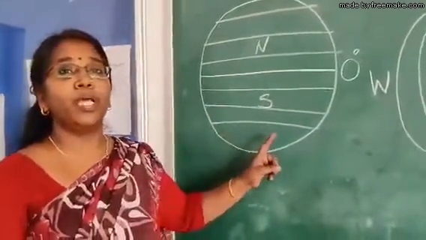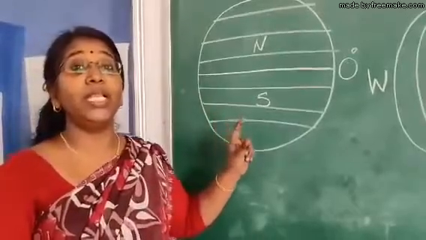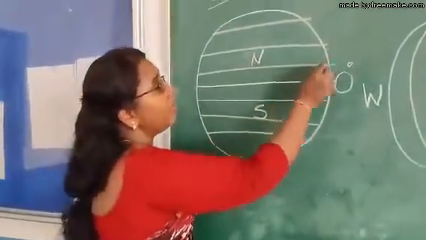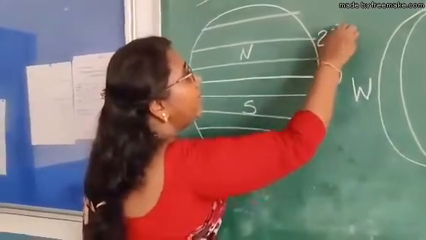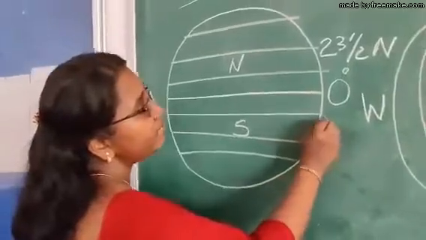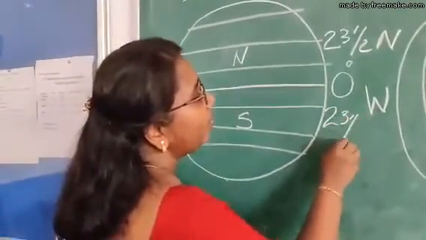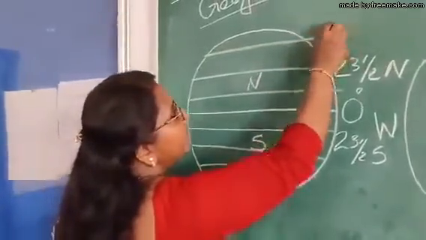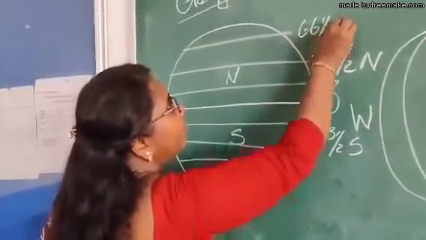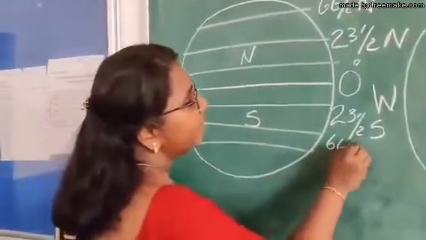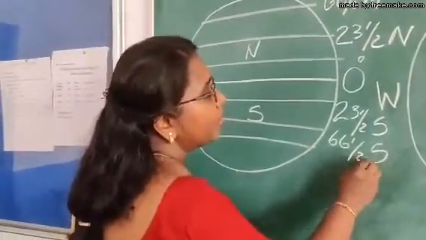There are a number of latitudes. Some of the important latitudes are the Tropic of Cancer in the northern hemisphere, 23.5 degree north, and the Tropic of Capricorn in the southern hemisphere, 23.5 degree south, and the Arctic Circle, 66.5 degree north, and the Antarctic Circle, 66.5 degree south.